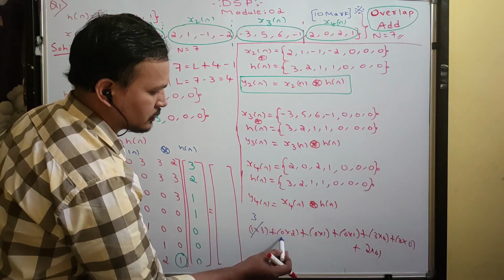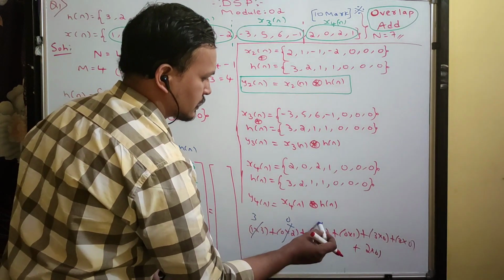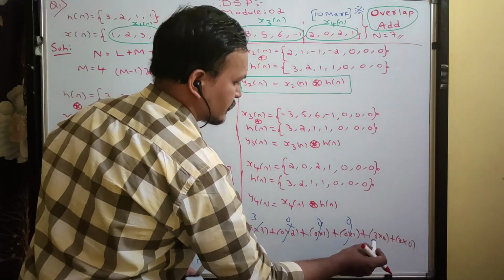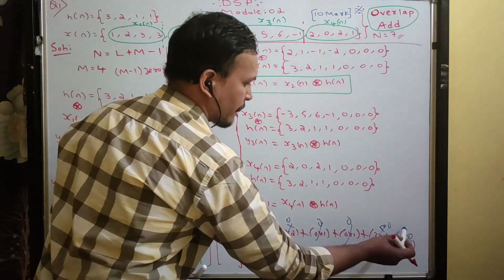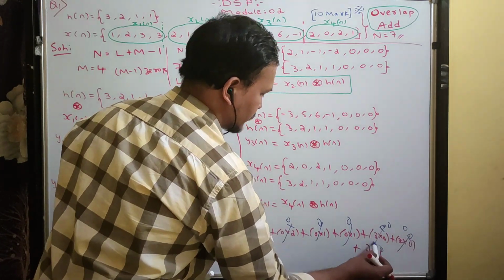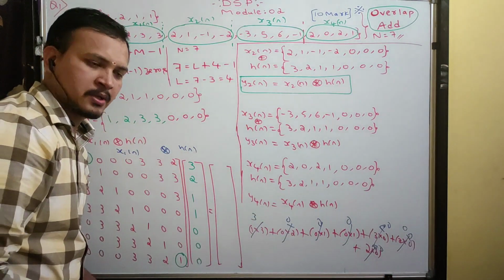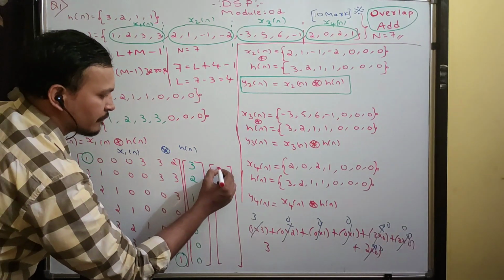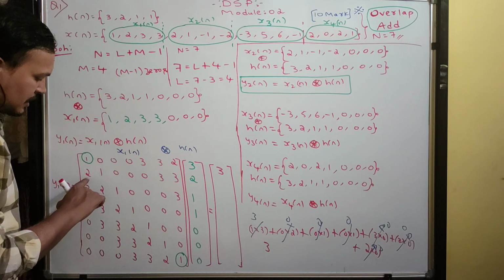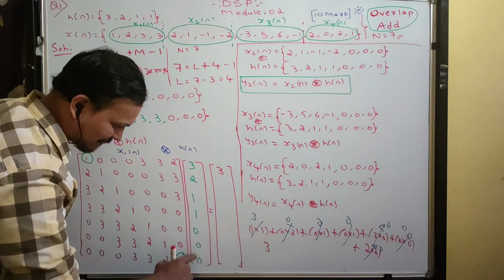So next, 1 into 3, how much? 3. 0 into 2 is 0. This also becomes 0, this also becomes 0, this also becomes 0. 3 into 0 is 0 and 2 into 0 is 0. 3 plus 0 plus 0 plus 0 plus 0, 3 only. So what is my answer? 3.